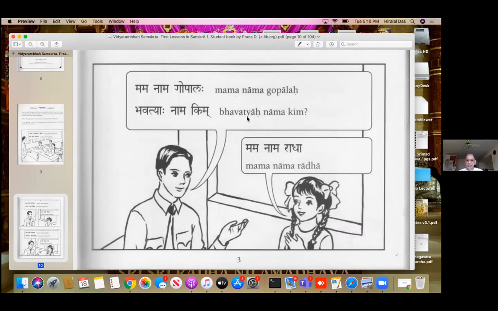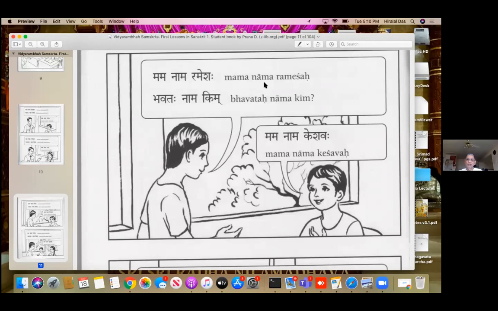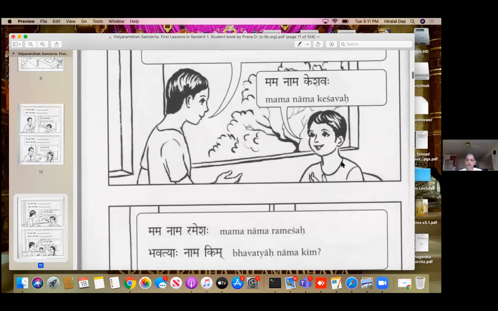He's asking Bhavatyaha nam kim, and she is replying Mama nama Radha. Similarly, Mama nama Rameshaha, and he says Bhavataha nam kim. This boy says Mama nama Keshavaha. My name is Keshav. You also can practice. You can ask your friend Bhavataha nam kim. If you want to ask your sister, you can say Bhavatyaha nam kim. If you want to ask your father, you say Bhavataha nam kim. If you want to ask your mother, you say Bhavatyaha nam kim. So you have to use Bhavataha or Bhavatyaha depending on male and female.